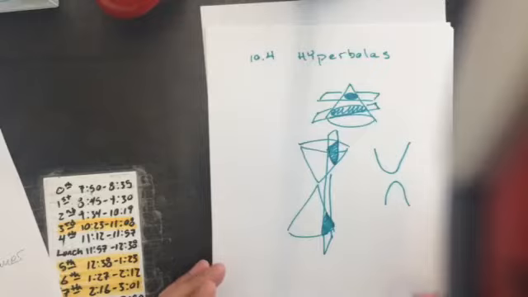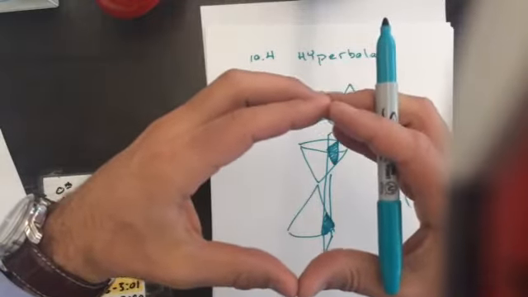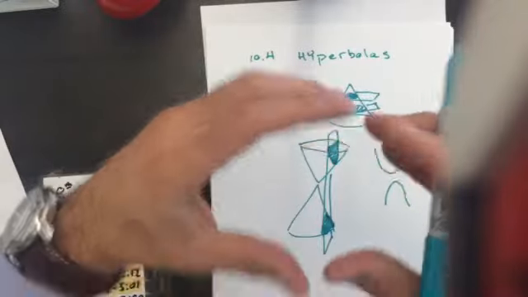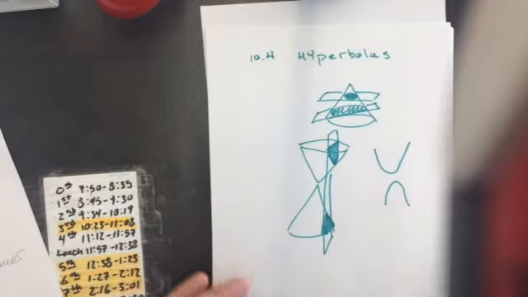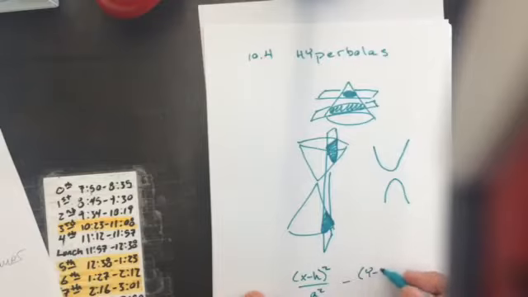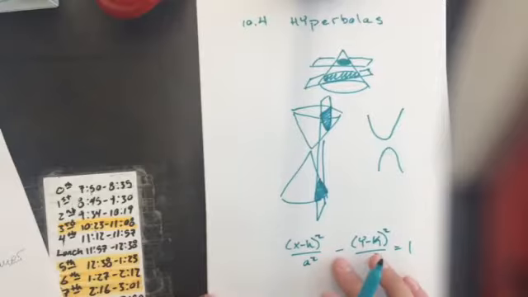The difference between an ellipse and a hyperbola in the equation is the ellipse is coming together, hyperbolas are going apart. So instead of being plus, we're going to be minus, okay? So our equation is going to be (x minus h) squared over a squared minus (y minus k) squared over b squared equals 1. And the only difference between this and the ellipse is that this has a minus sign, the ellipse would have a plus sign, okay?